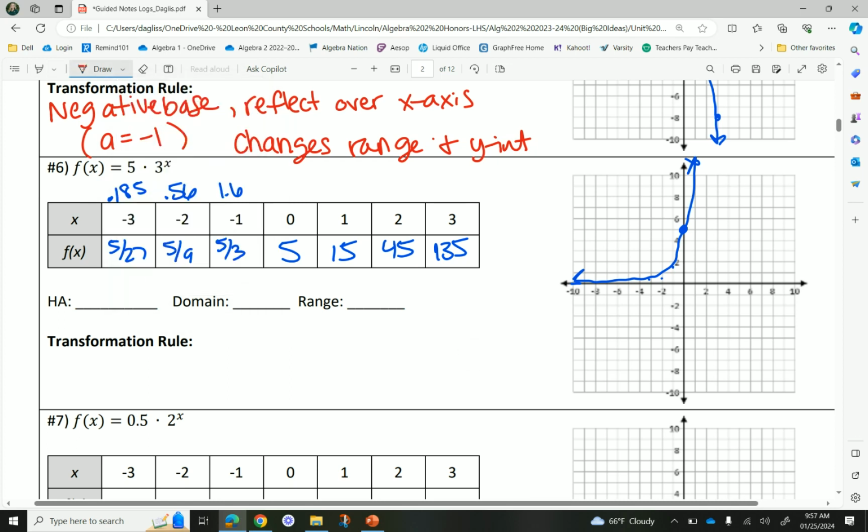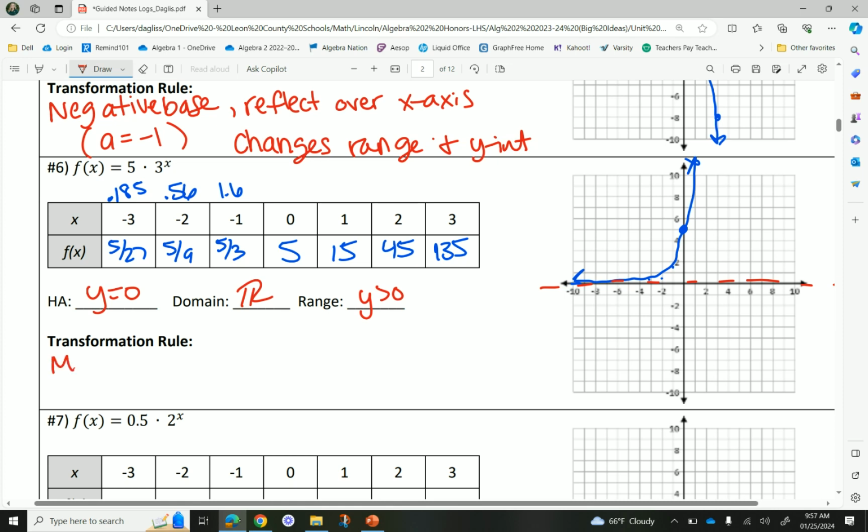Horizontal asymptote, the same or different? The same. It is still the same. So it's still at y = 0. Domain will always be all real. My range, is it the same or different? It's still the same. So we're still y's are bigger than 0. So it didn't affect any of that.